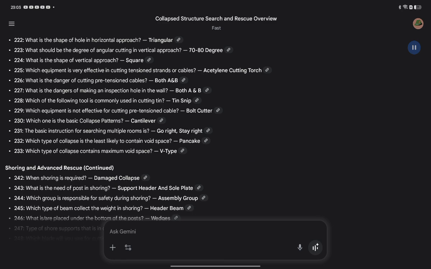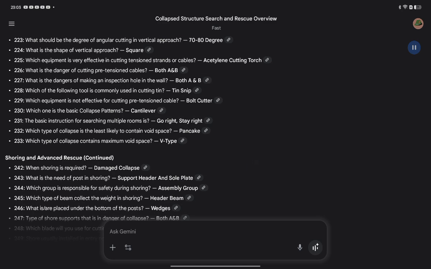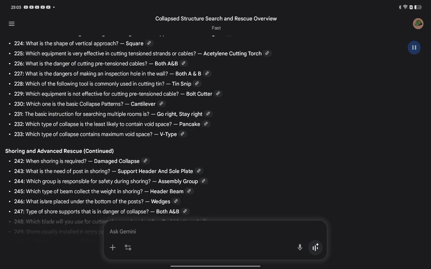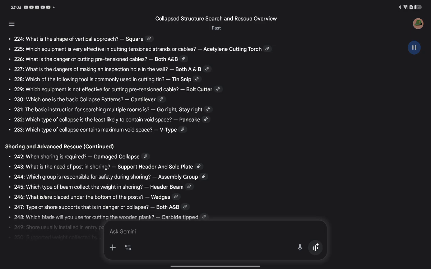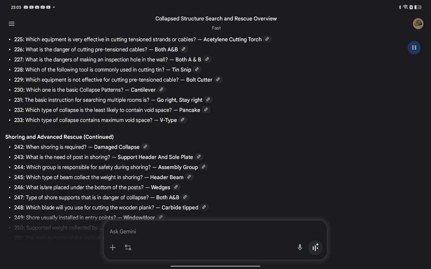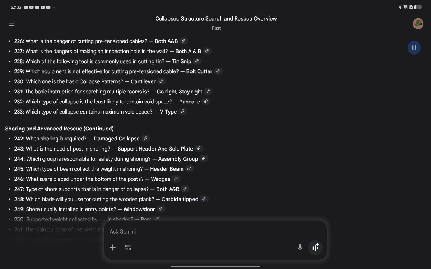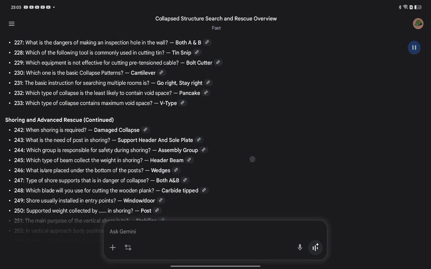223. What should be the degree of angular cutting in vertical approach? 70 to 80 degree. 224. What is the shape of vertical approach? Square. 225. Which equipment is very effective in cutting tensioned strands or cables? Acetylene cutting torch. 226. What is the danger of cutting pre-tensioned cables? Both A and B. 227. What is the dangers of making an inspection hole in the wall? Both A and B. 228. Which of the following tool is commonly used in cutting tin? Tin snip.